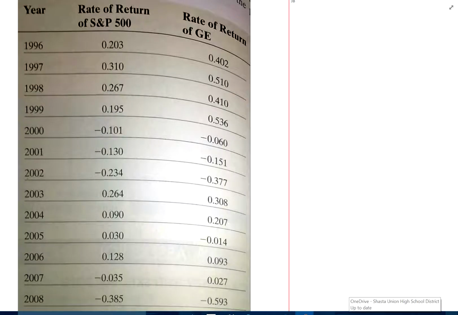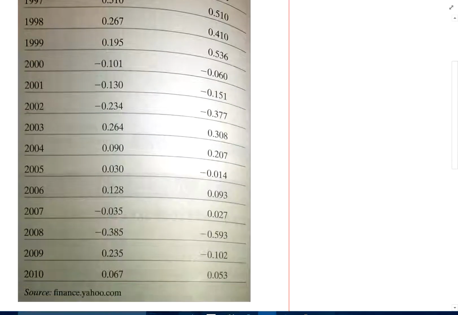All right, last one on 4.3, which is number 15. This is data on the rate of return of the Standard & Poor's 500, called the S&P 500, for their stocks. And then we've got the rate of return of GE stock. We're going to compare the two and see if there's any sort of association between the two from 1996 all the way up to 2010. And then we've got a bunch of questions that we're going to ask on these.